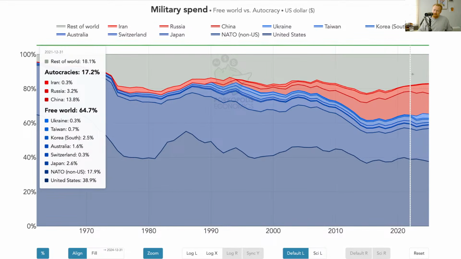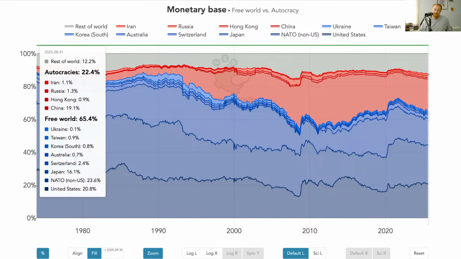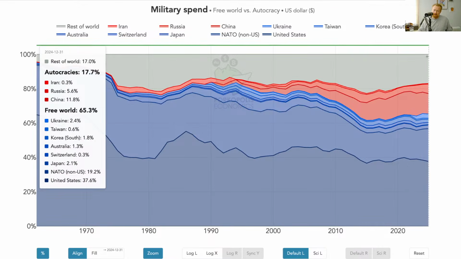And then if you look at the military spending, okay, much slower view, but their share is even smaller. Russia's actually bigger, remember? In money, they only had 1.3% of the monetary base, all frozen. In military spend, they have 5.6% of the annual spend.